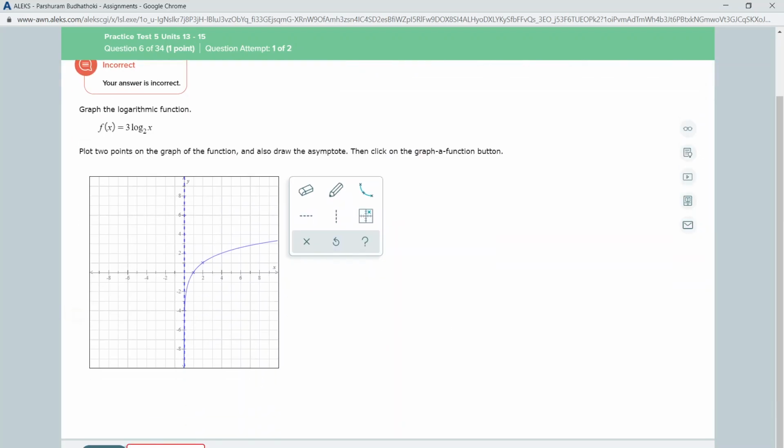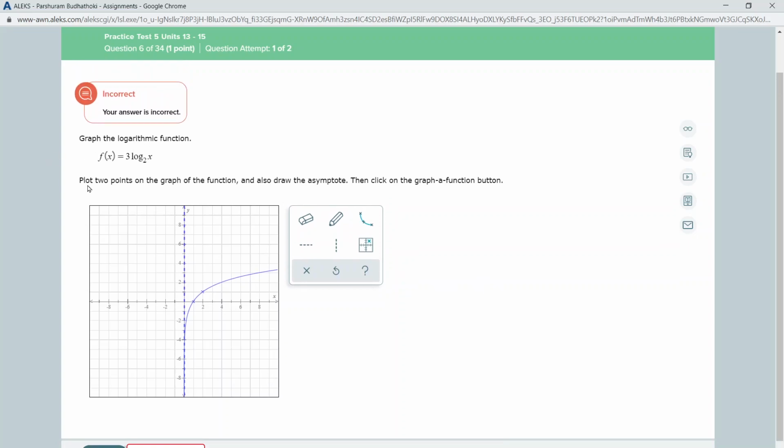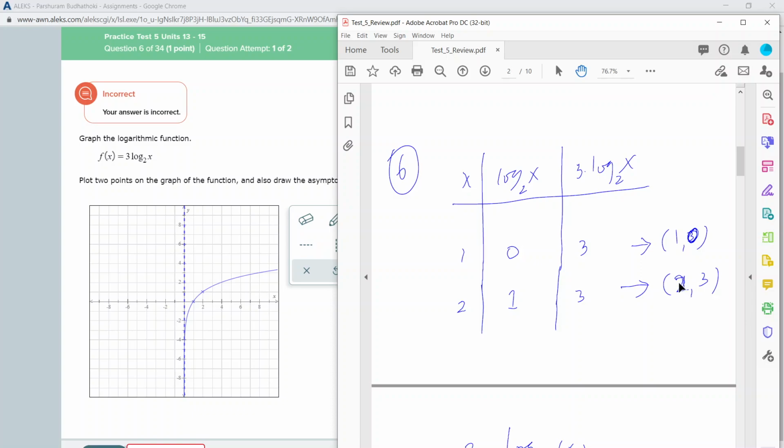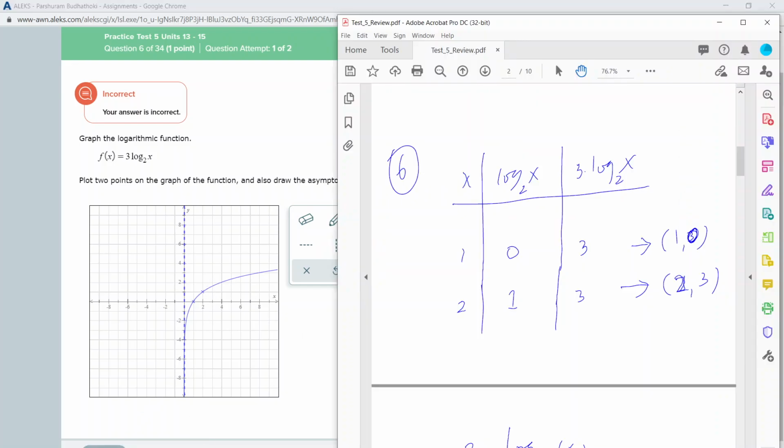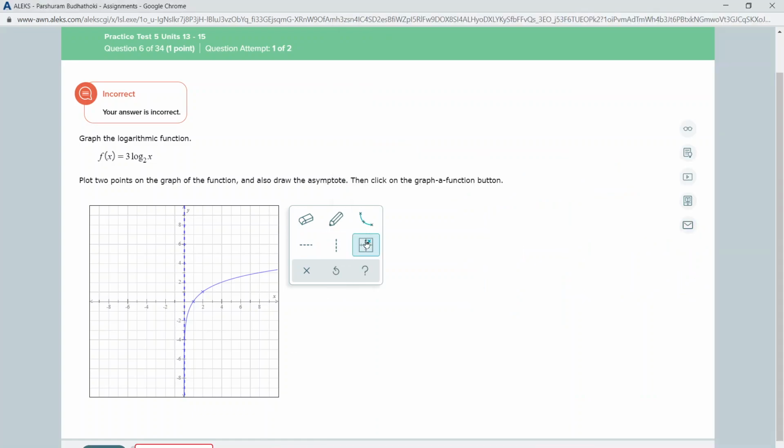And incorrect. What is the problem here? We are asked to plot 2 points on the graph of the function and also draw the asymptote, then click on the graph of function button. Did I plot the wrong point? Oh, I'm sorry, instead of (2, 3) I plotted (1, 2). That's wrong. I plotted the wrong points. That's my mistake. Okay, so let's do that again.